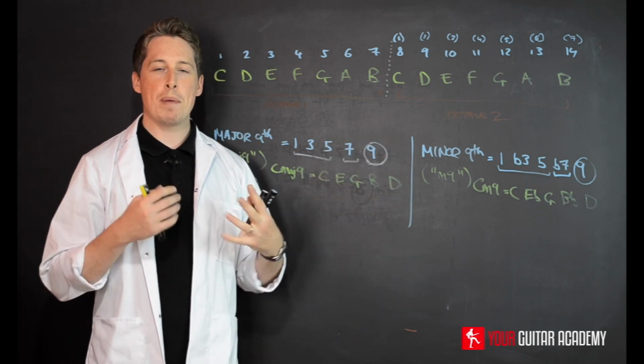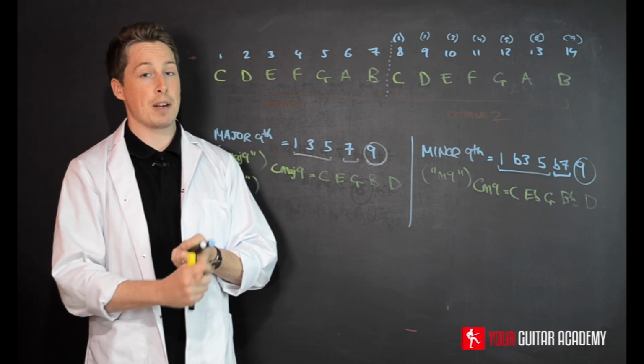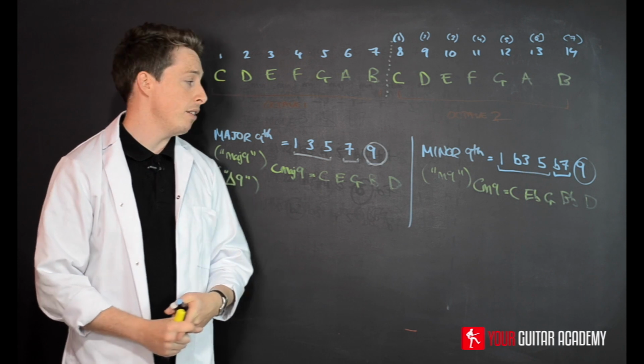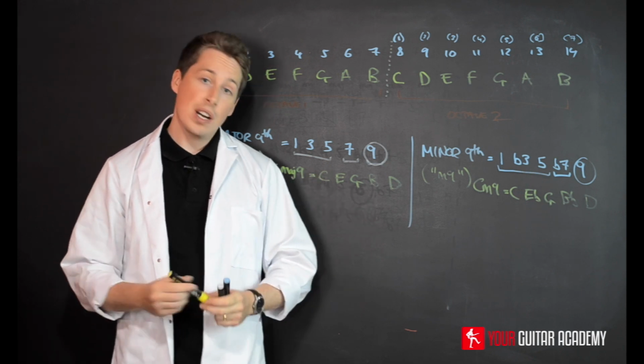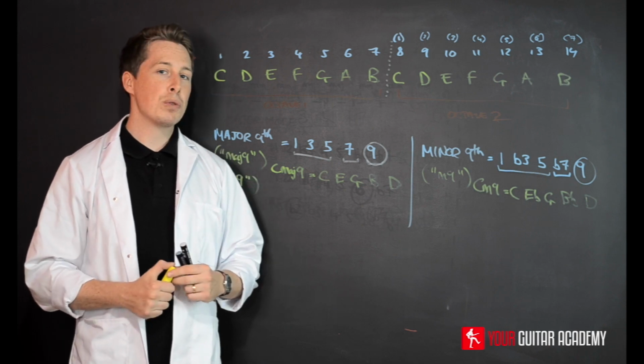Okay, and we can see that we're basically just building upon theory that we've already got now. So we're building upon those 7th chord theories. And to go along with that, the last chord that we need to do is the dominant 9 chord, which we'll do in the next lesson.